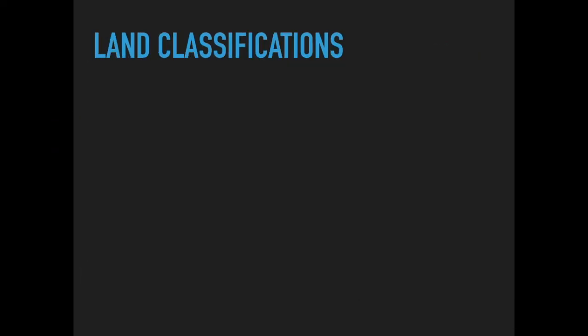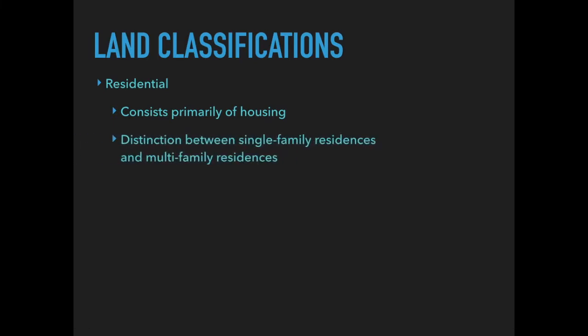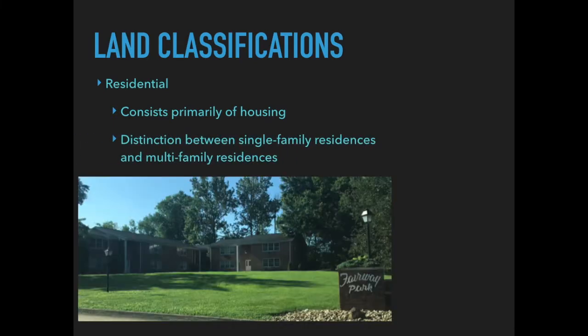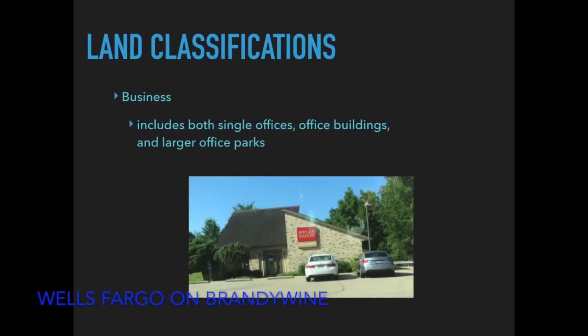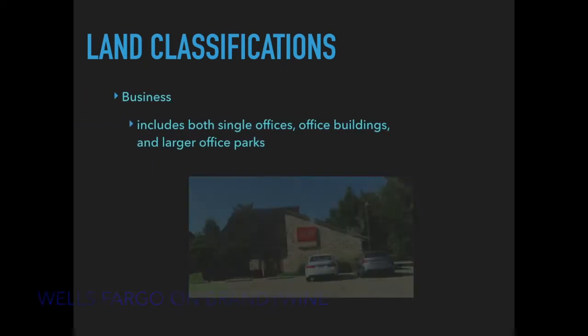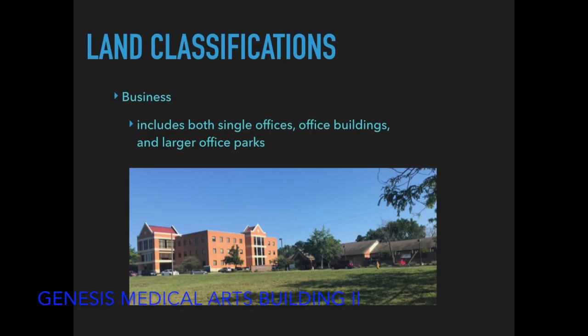Now I'll discuss the various ways that land can be classified. One possible zoning classification is residential, which consists primarily of housing. Zanesville's code makes distinctions between single-family residences and multifamily residences. Another zoning classification is business, which includes both single offices, office buildings, and larger office parks.